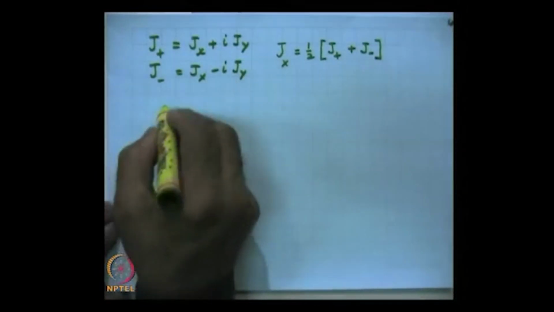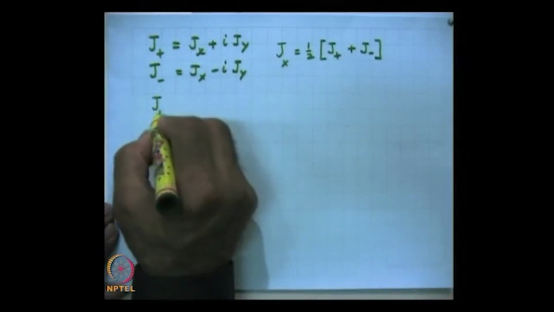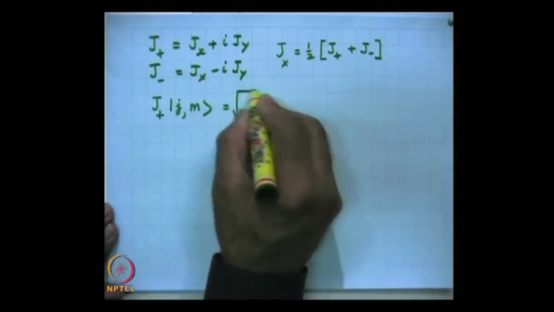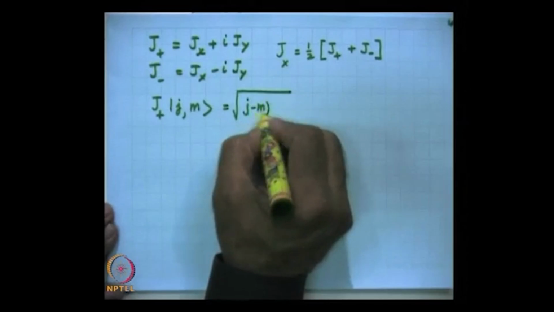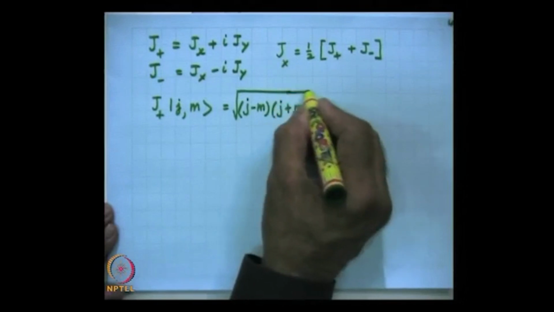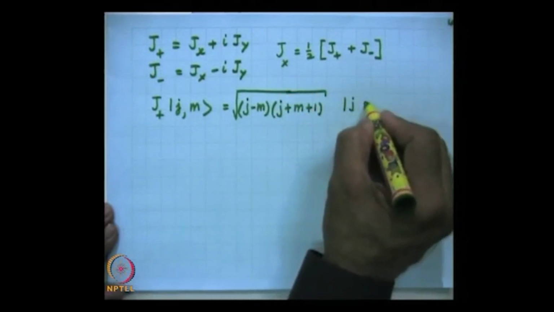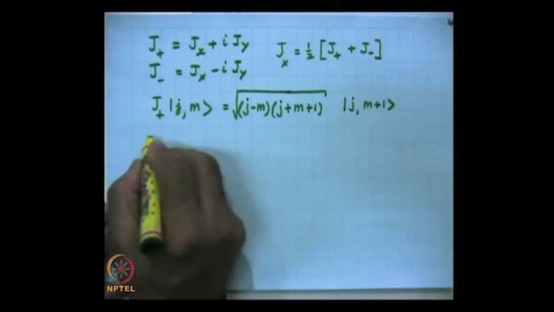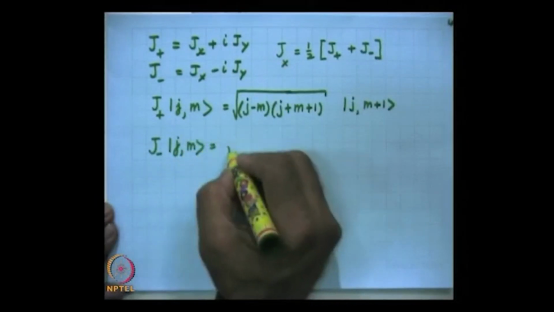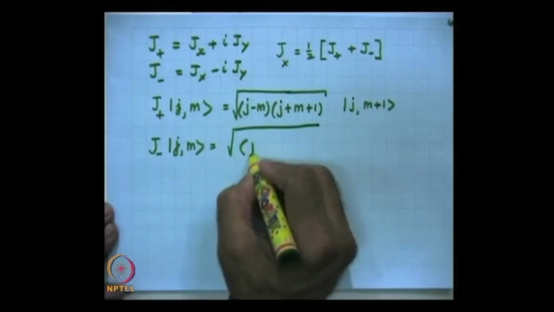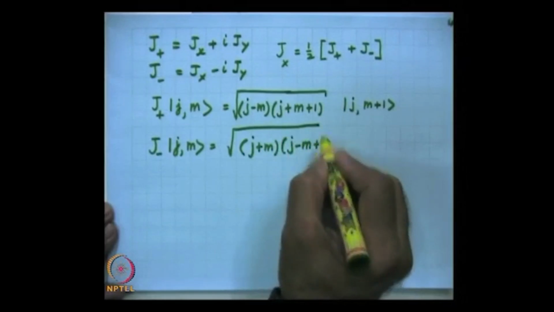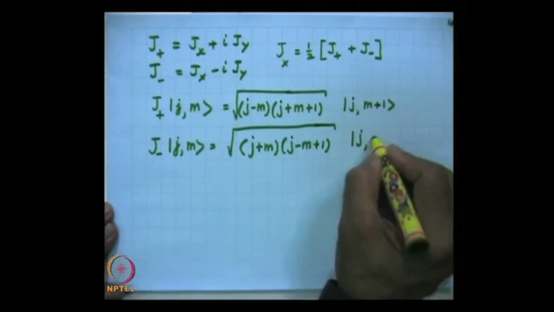So, now we know that J plus ket j m, we had derived this. This is equal to under root of j minus m times j plus m plus 1 ket j m plus 1, and then J minus ket j m was equal to this, you must remember, j plus m times j minus m plus 1 ket j m minus 1.